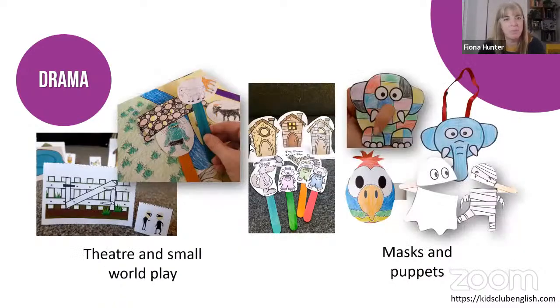Theatre, small world play. We've got three little billy goats there. This other one on the bottom, I think, is from What the Ladybird Heard. Three little pigs. We've got masks and puppets.